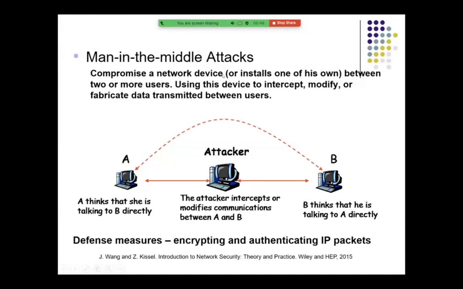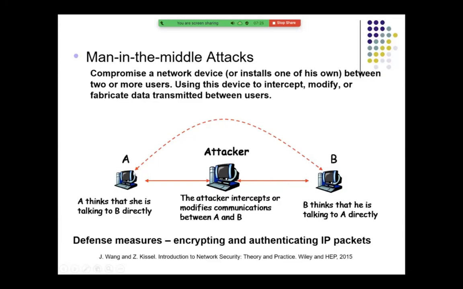In a man-in-the-middle attack, the attacker will first compromise a network device or install one of its own between two or more users. Then he would use this device to intercept, modify, or fabricate data transmitting between these two users. So in this figure, A and B are legitimate users. They are communicating with each other, and then the attacker sits in the middle by putting in his own device.